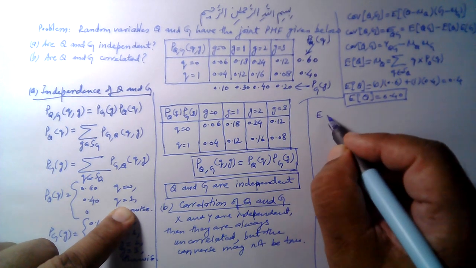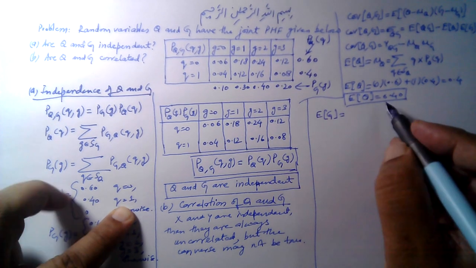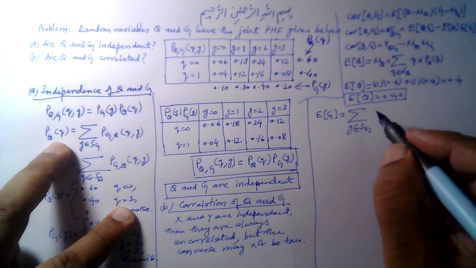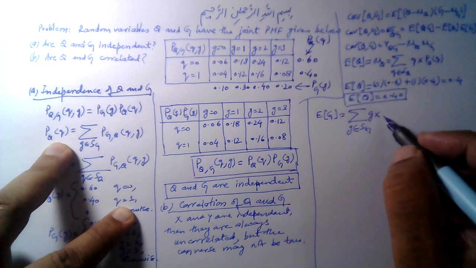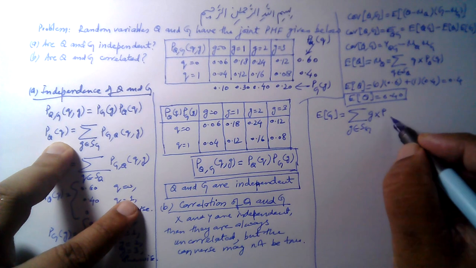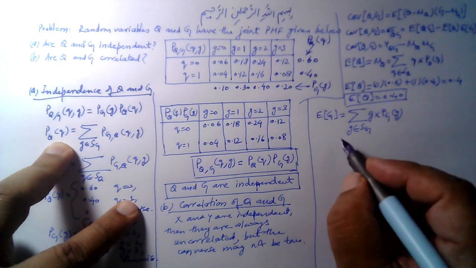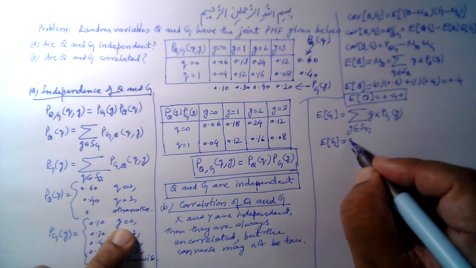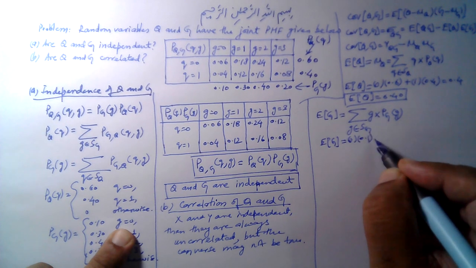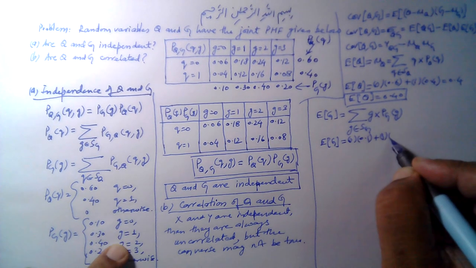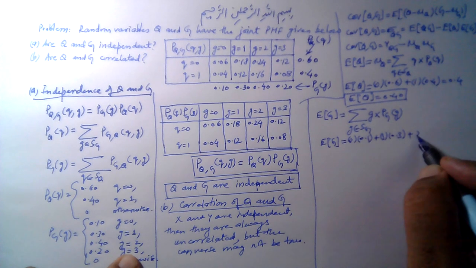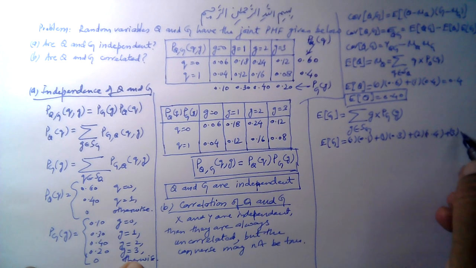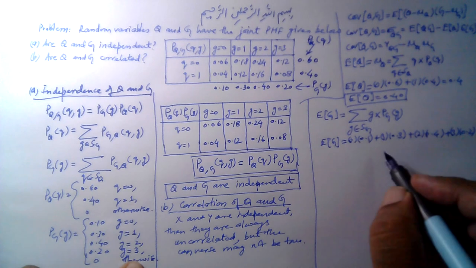Likewise, the expected value of random variable G is given by this summation: the value of the random variable G multiplied by the corresponding probability, right? So the expected value of G is 0 multiplied by 0.1 plus 1 multiplied by 0.3 plus 2 multiplied by 0.4 plus 3 multiplied by 0.2, right?